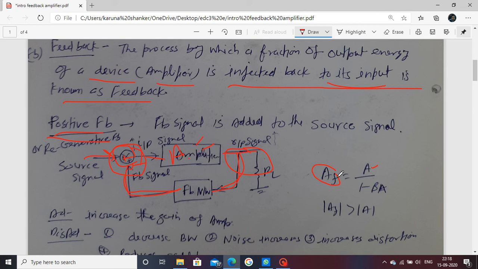The symbol A is used here. The overall feedback gain is derived in the next pages and is equal to A upon 1 minus beta A, where beta is the feedback factor. This section is your feedback network. The feedback factor is one of the parameters defined here: whatever amount you want to feed back is used on this input side.